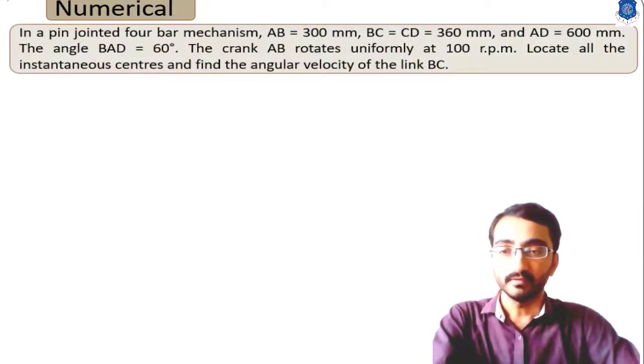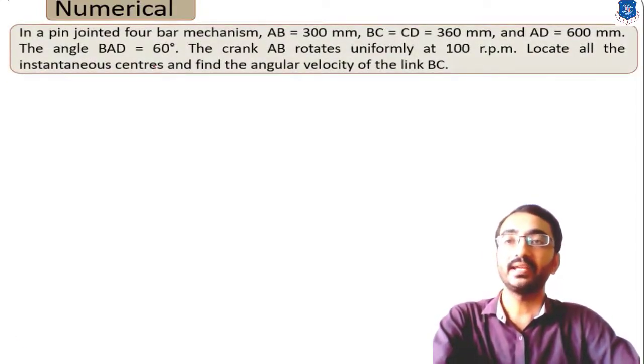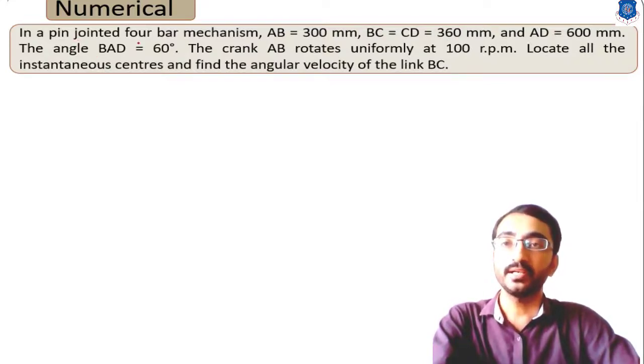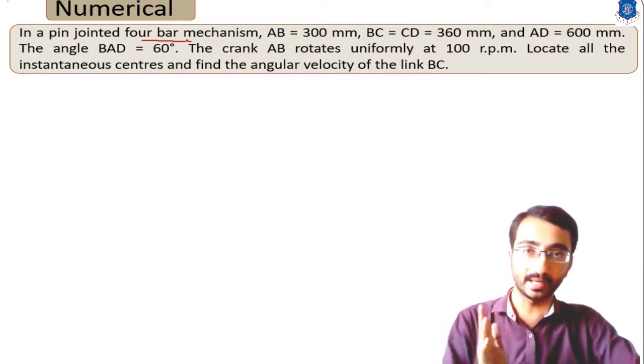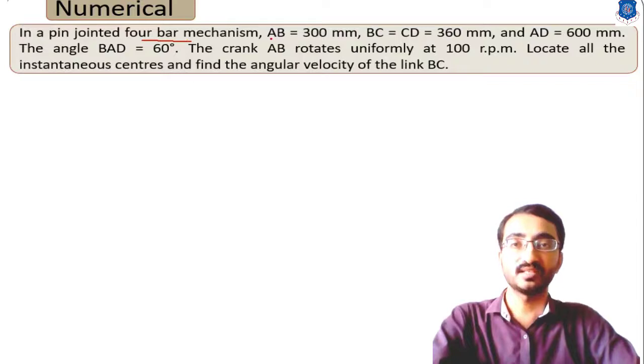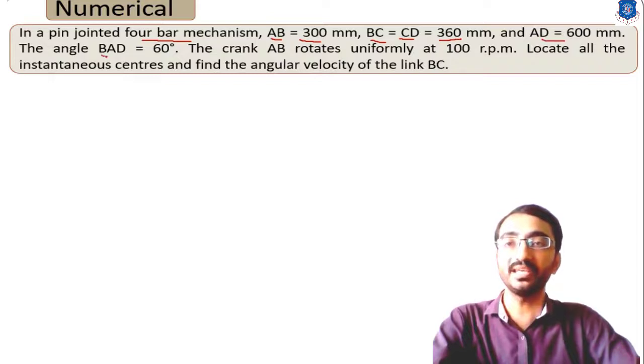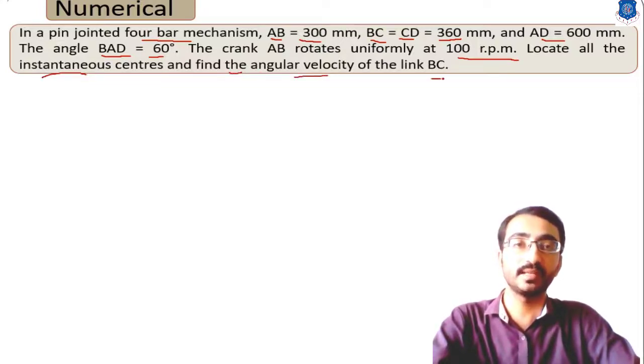In this numerical we have been given data for a pin jointed 4-bar mechanism, having dimensions AB equal to 300 mm, BC and CD, these two links, having the same dimension of 360 mm, AD equal to 600 mm, and the angle BAD equal to 60 degrees. The crank AB is rotating uniformly at 100 rpm. We have to locate all the instantaneous centers and find the angular velocity of link BC.